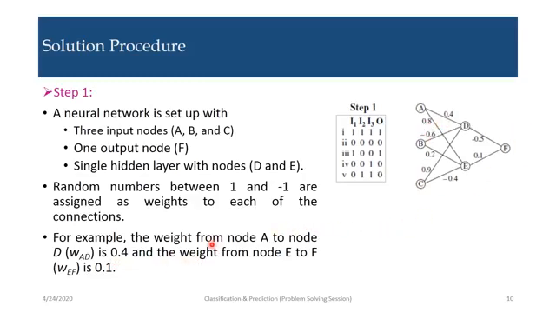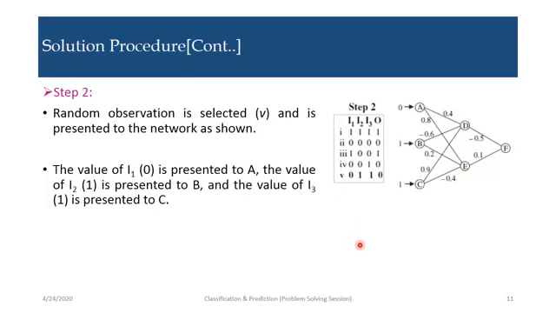For example, the weight of node A to node D, that is known as weight AD, is 0.4, and the weight of node E to node F, weight EF, is 0.1. So like that, all the connections are associated with some weight. Now step 2, a random observation is selected, observation 5.